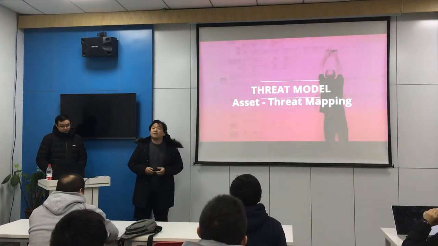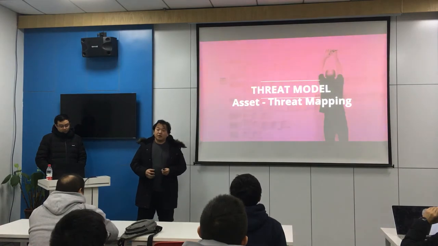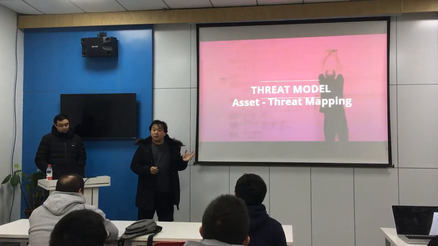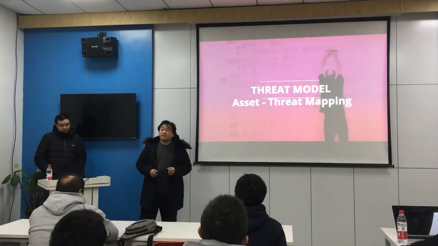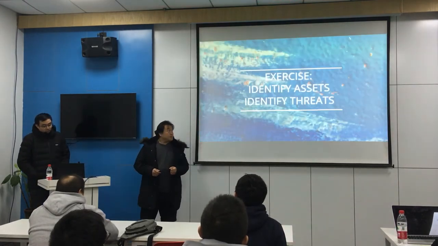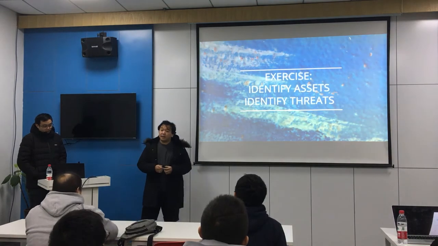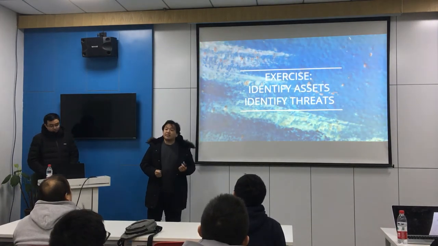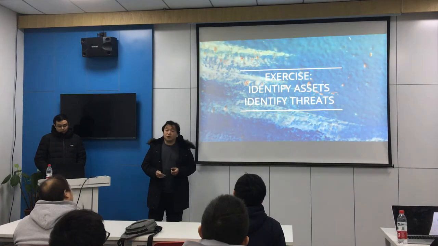So let's introduce the first threat model. So throughout this session, we're actually going to introduce you three threat models. This is the first one. The first one is called asset threat mapping. And the exercise that we want to do is to identify all the assets that your system or your application has and identify all the threats. And this exercise is done by doing brainstorming.